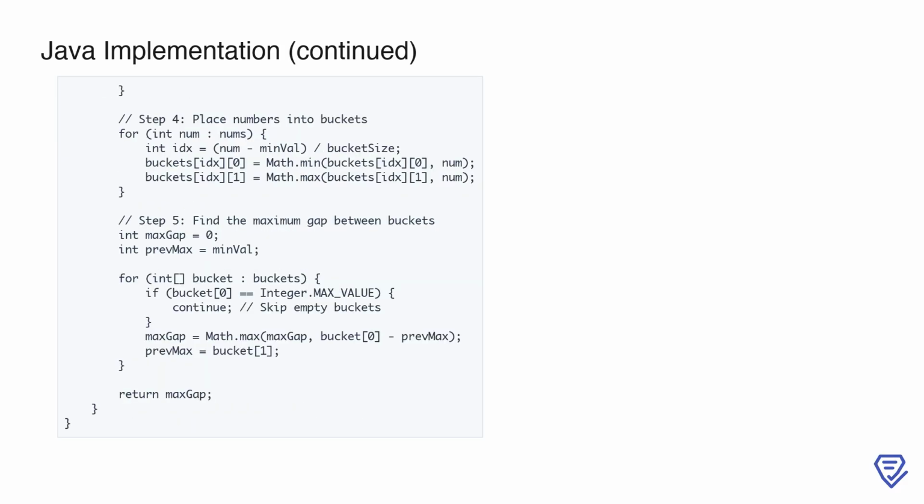Once the buckets are initialized, we proceed to place the numbers into their respective buckets. For each number in the input array, we determine its bucket index using the formula based on its position relative to the minimum value and the bucket size.